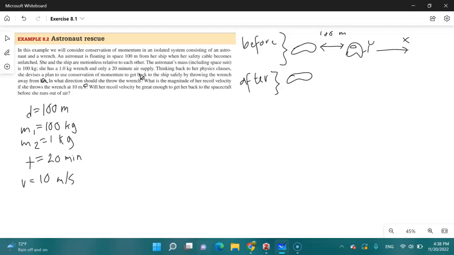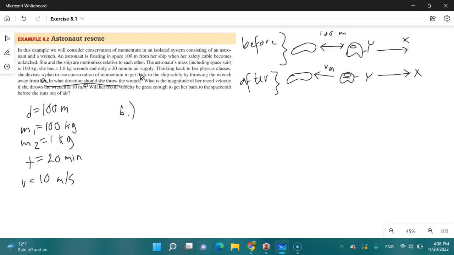the ship is still here, and ideally, this first question we have here is what direction she should throw the wrench. She should throw the wrench away from her, and then this will propel her towards the ship. So what we're trying to find is what velocity she's going to get to the ship, her recoil velocity. And now the wrench will be moving in this x direction away from the ship. So the first thing we can do, since we already know that the direction of the wrench is away from the ship, we can solve part B.